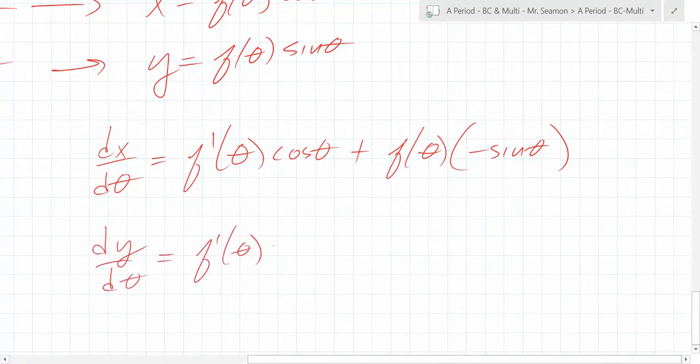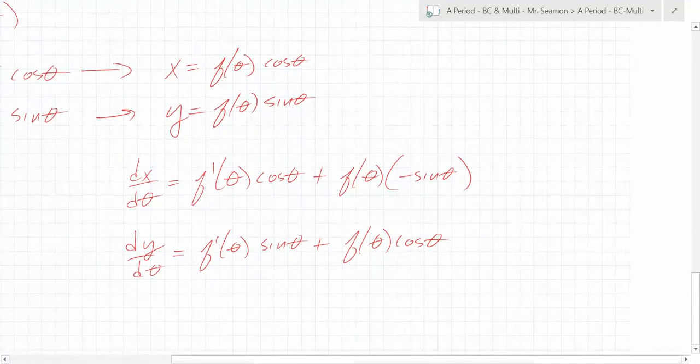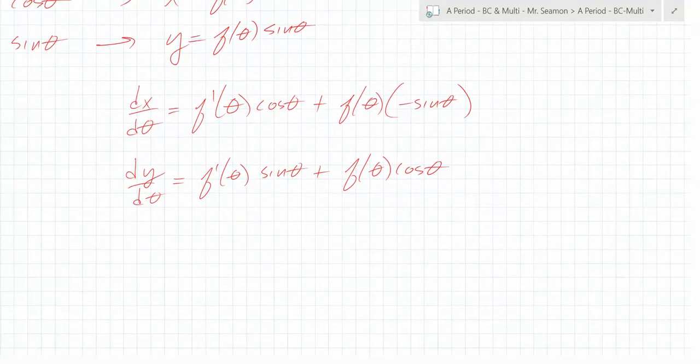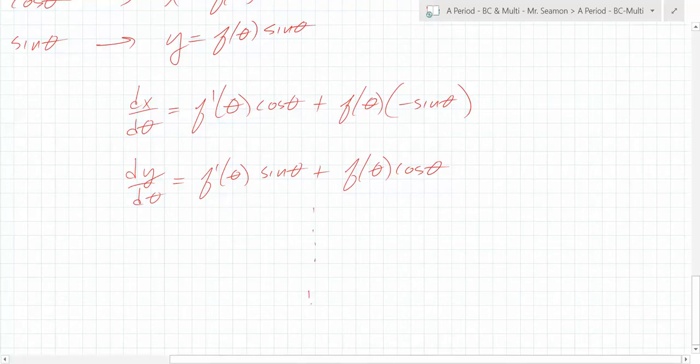F prime theta sine theta plus f theta cosine theta. Exactly. So now, what do you have to do to those things? Square them, add them together, and take the square root. If you do this properly, it works. I'm not doing it now.